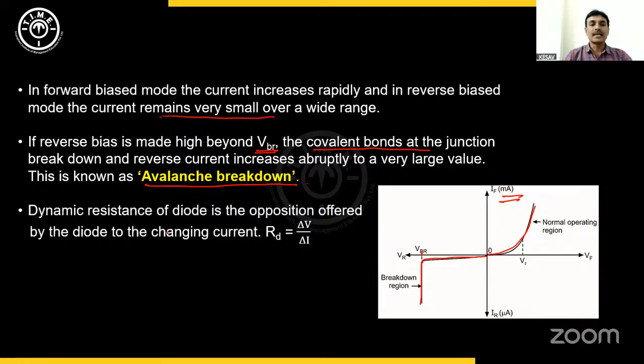Next, the resistance offered by the diode to the flow of current is given by R equals delta V by delta I. This is dynamic resistance. Resistance is nothing but the opposition to the flow of current, right? Here it is changing current, that's why delta V, delta I. So the dynamic resistance of the diode is the opposition offered by the diode to the changing current and is given by RD, where D represents dynamic. RD is delta V by delta I.